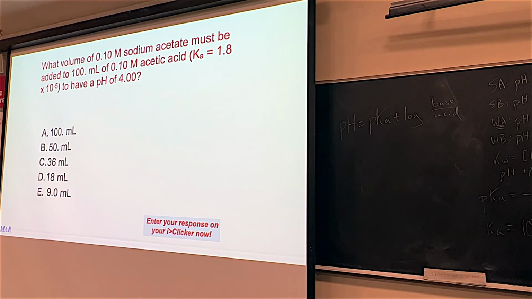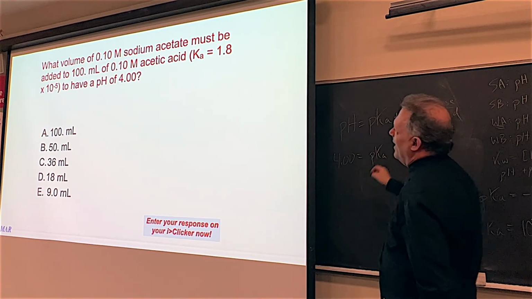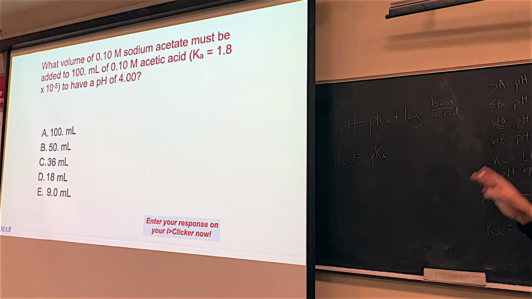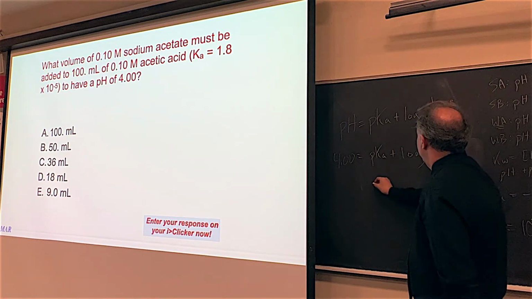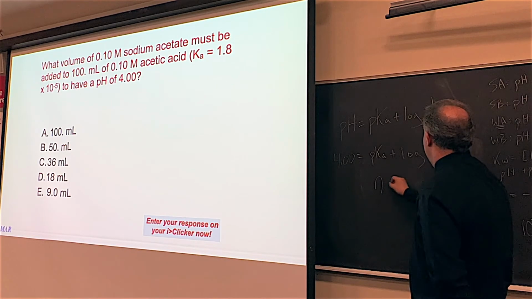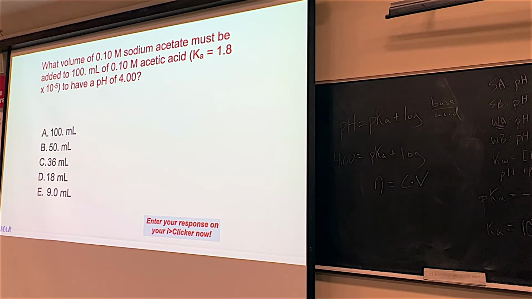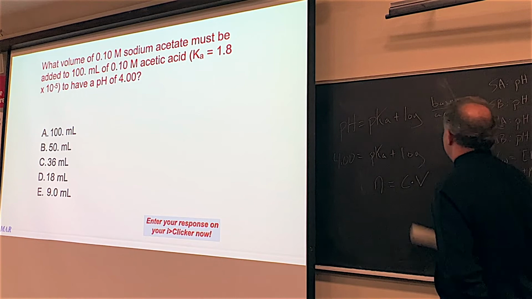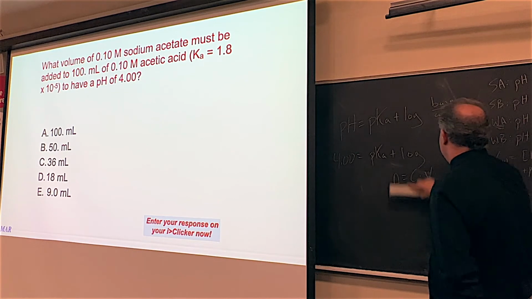Now, I'm going to give you a hint on this problem. We want the pH to be 4. We can find pKa by going minus log of 1.8 times 10 to the minus 5. And on this problem, it's very helpful to remember that moles equals concentration times volume. And you want exactly 0.1 liters. Wait a minute. I think I might be missing something. Yes, sorry. I was thinking of one of the other questions. Remember that moles equals concentration times volume. But honestly, I don't think that is going to help on this problem.